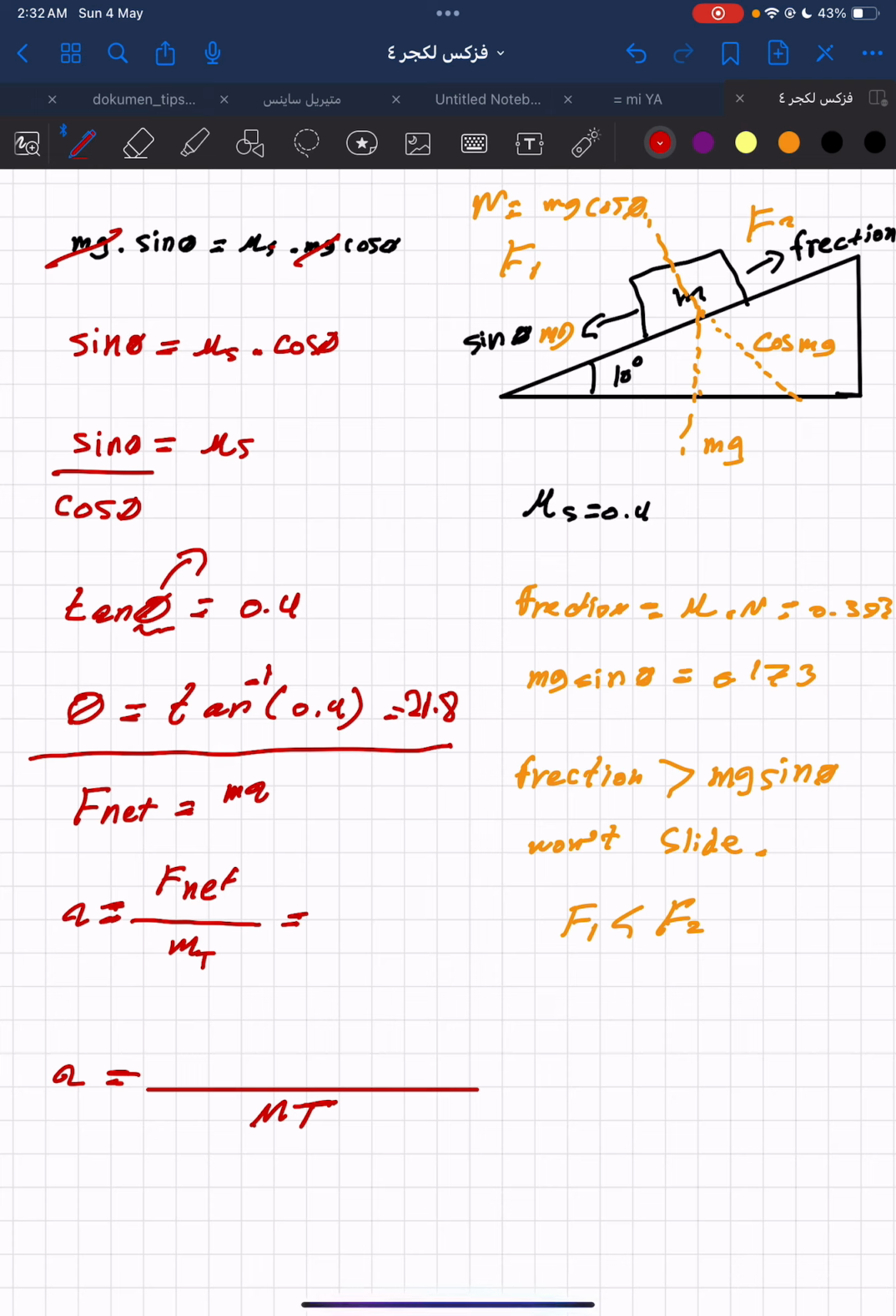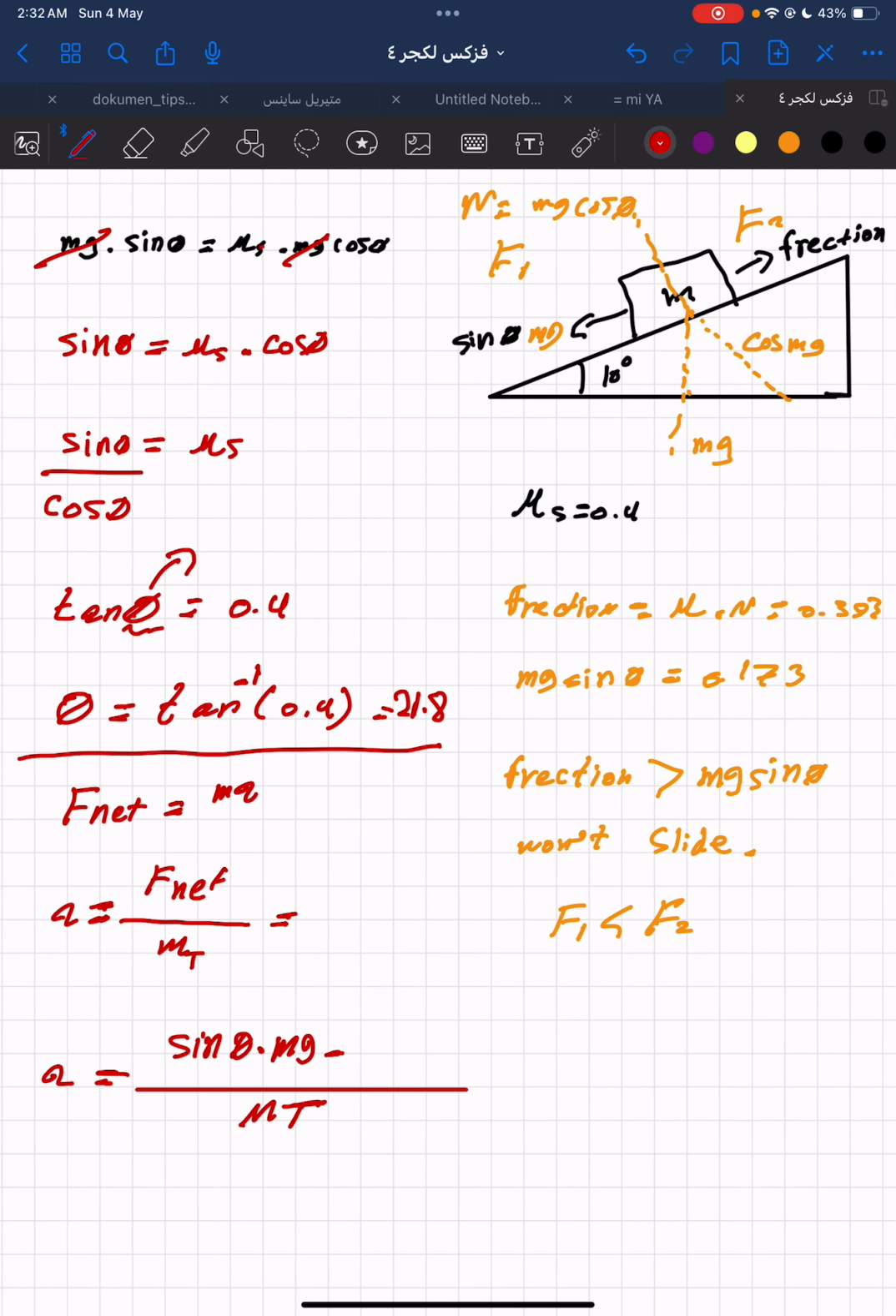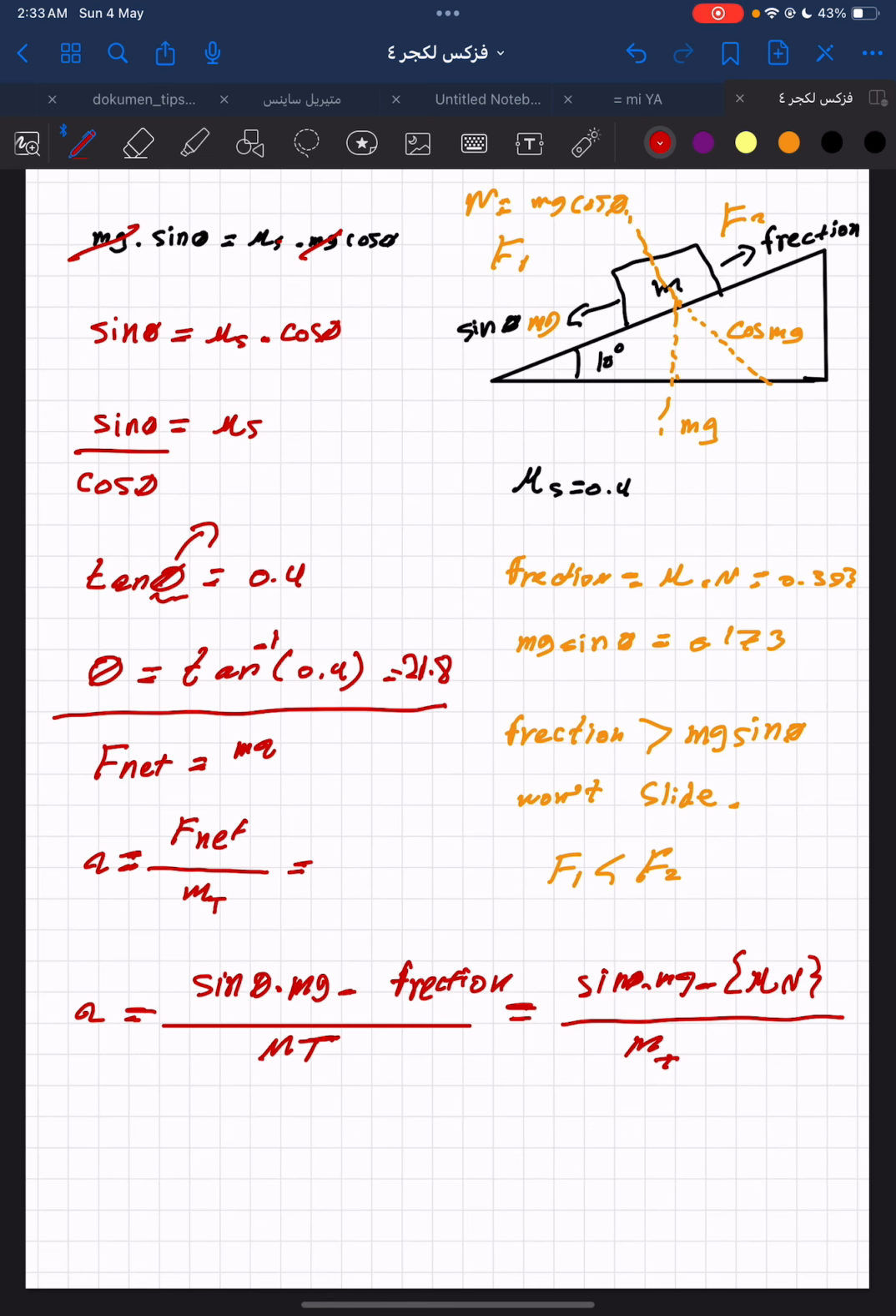So it's sine theta multiplied by mg minus, since the normal force cancels with the cosine component, we will only be left with the friction. This is positive, this is negative, so minus friction. So sine theta multiplied by mg minus friction, where friction is the mu multiplied by the normal force, all over M total. And that's it. That's how you solve such a problem.